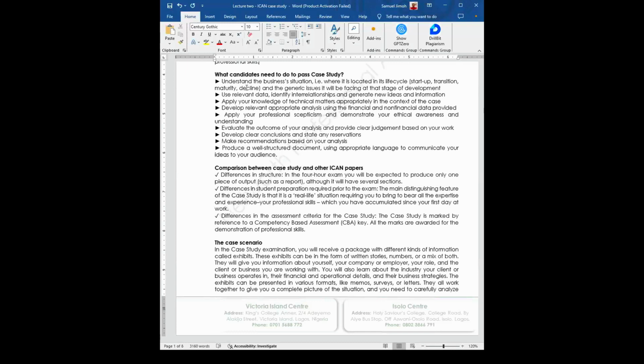You should also be able to use relevant data in the case. So what I mean is that there are about three different scenarios that cases could come. We could have the scenario whereby you are to look at the financial statement analysis. The other scenario could be that you have to look at the financial data, in other words, the investment decisions that the business is looking forward to make.